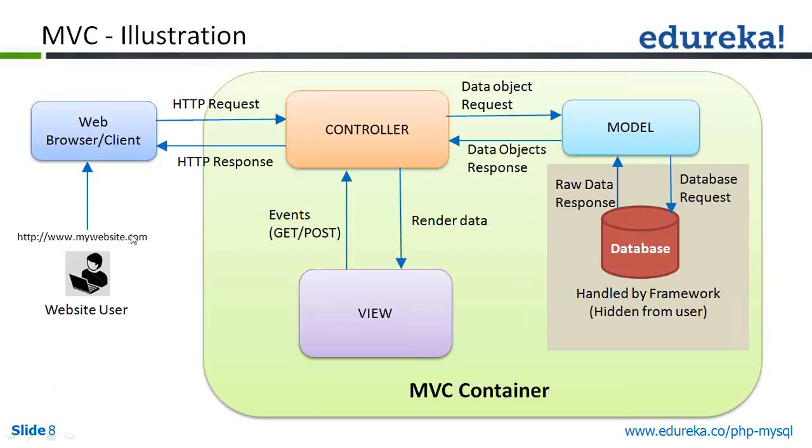If you want, you can keep this view on the client side also. So this is one person, a website user. They are sending a request to mywebsite.com using a browser. They will use this URL in the browser. So the browser creates an HTTP request object, which is fired to the controller. Controller will work with the view or it will work with the database. Data object request model. Model will work with the database.